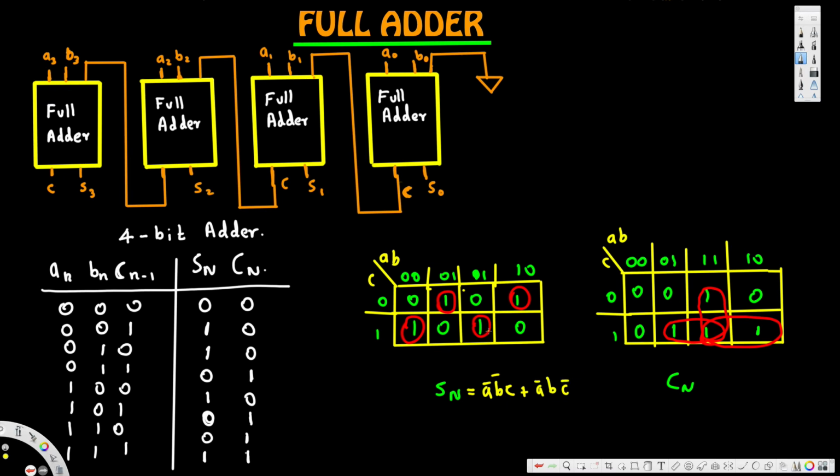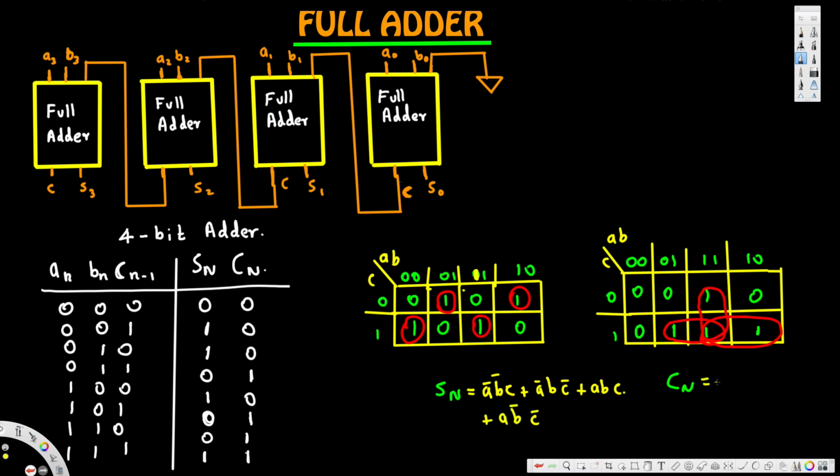And for this one, this is going to be what? A naught, this is actually 1 here. So A, B, C, plus A, B naught, C naught.